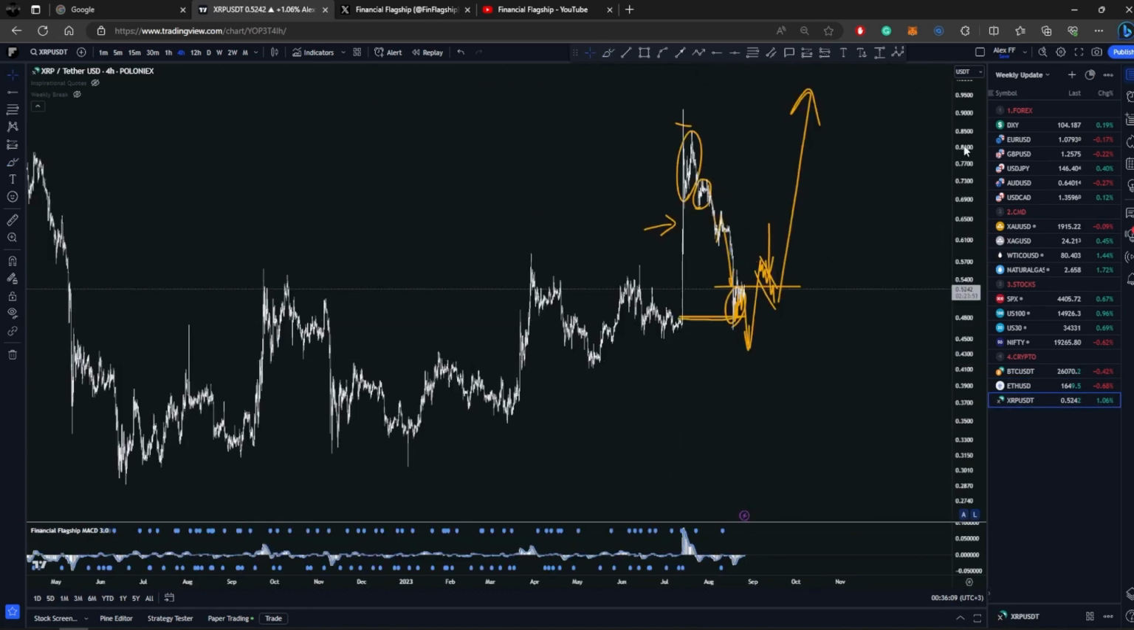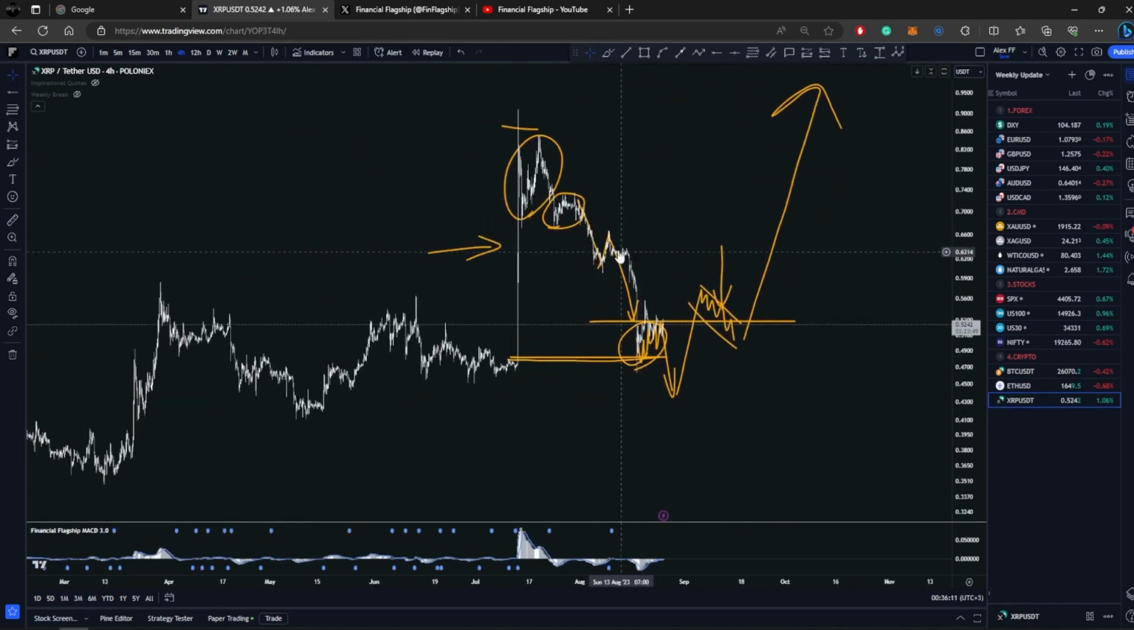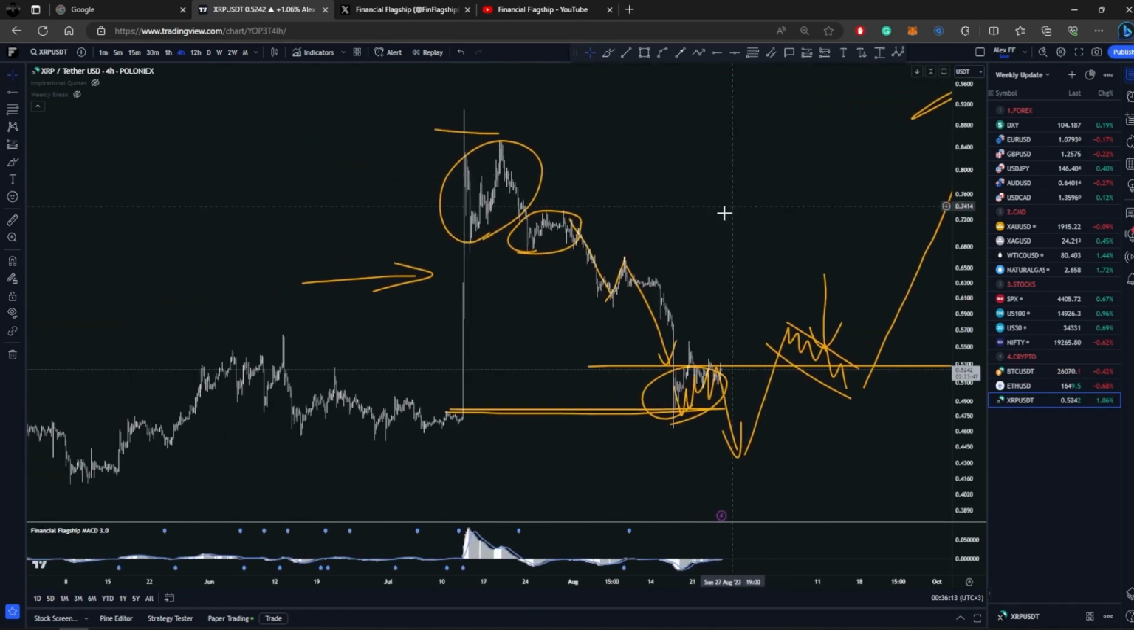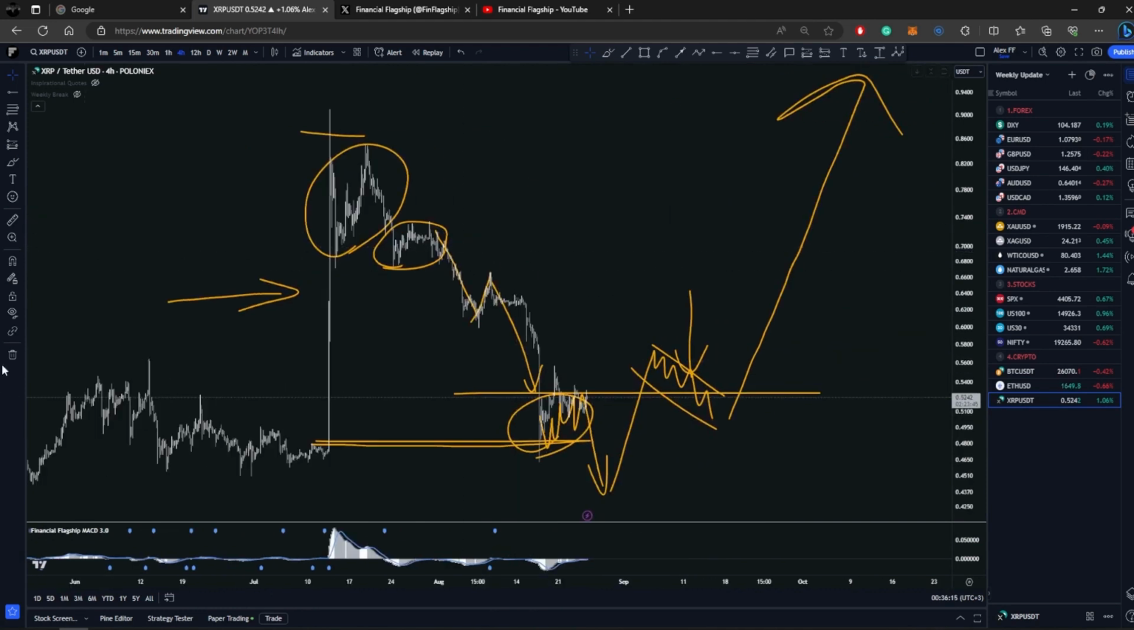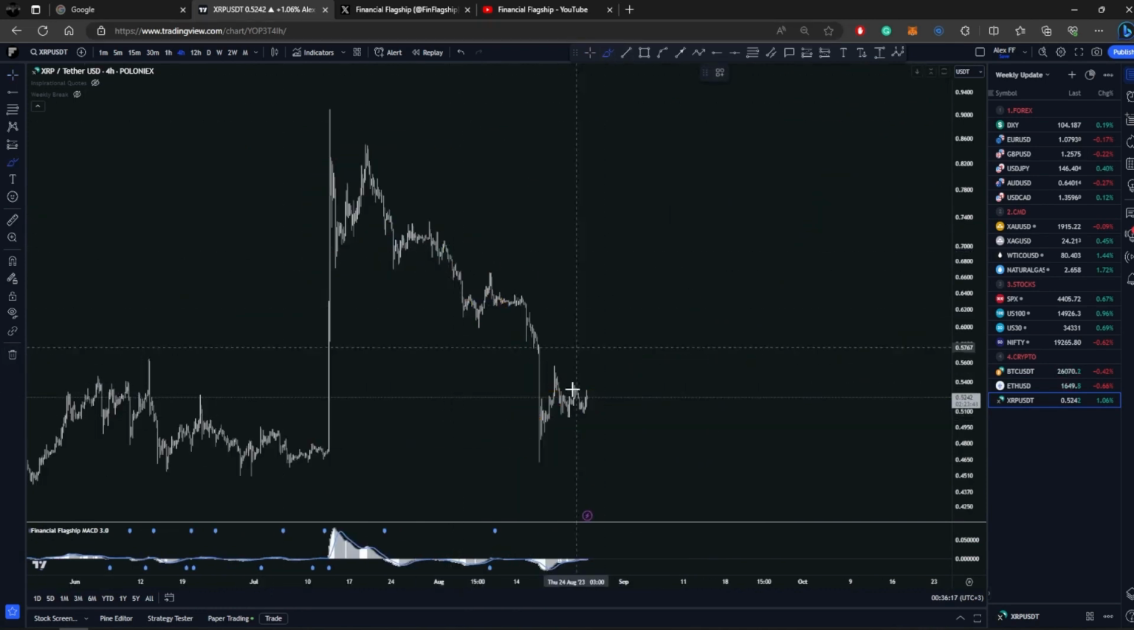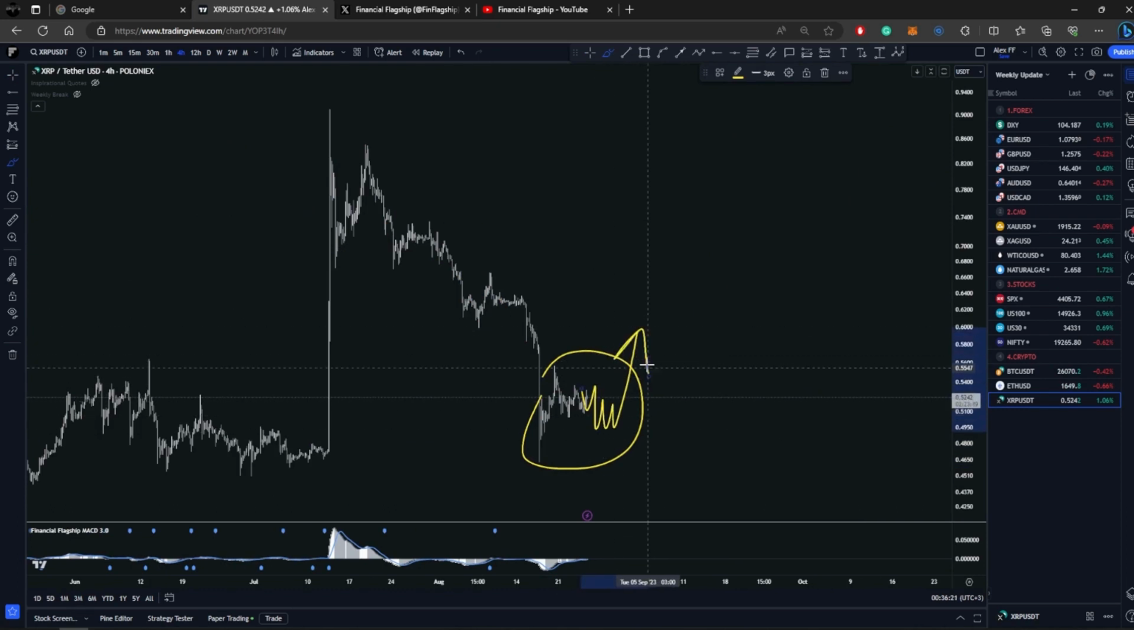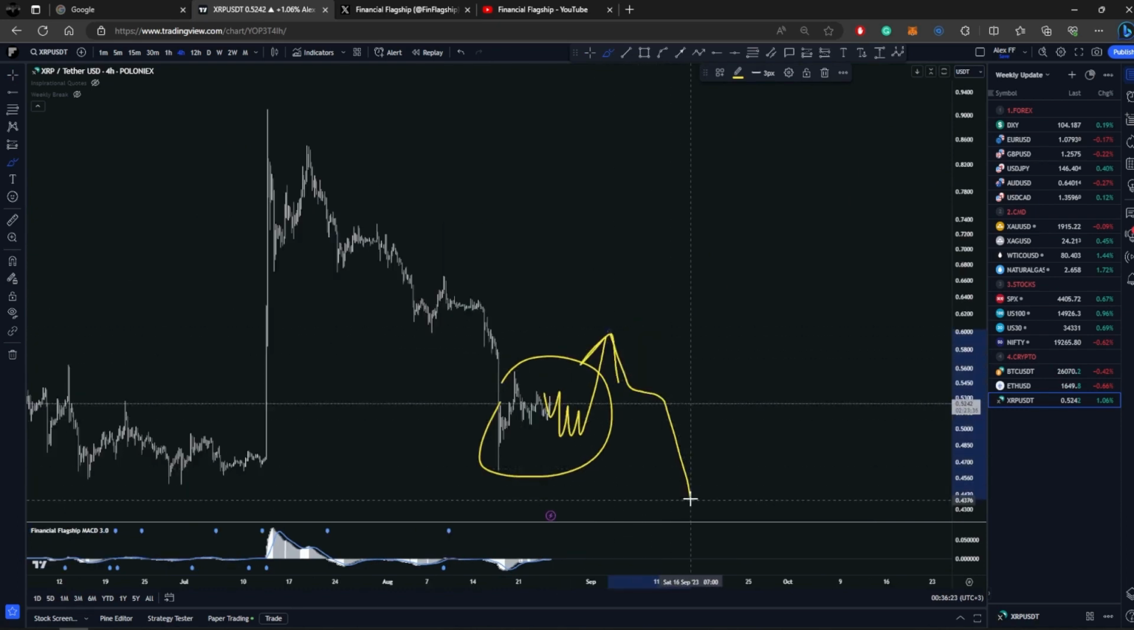For XRP, last week I was expecting the price similar to Bitcoin and Ether to correct and then drop one more time. And as you can see on my chart, the way things are looking right now, the price is moving inside this consolidation, expecting it to go one more move towards the upside and then drop again. Okay. So with that being said, that should be all for today.